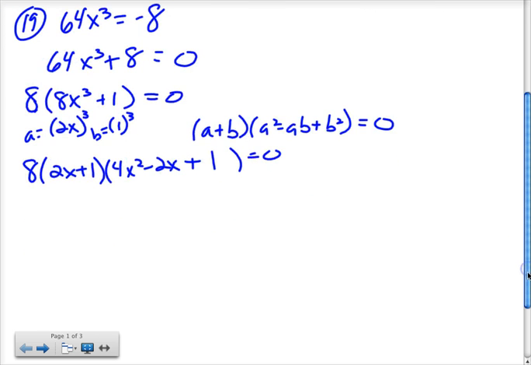So the first 0 that we see here comes from 2x plus 1 equaling 0. We subtract 1 and we divide by 2, and we get negative 1/2. And then for the second one, again, we have a choice.